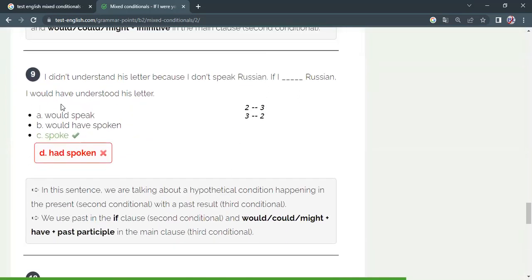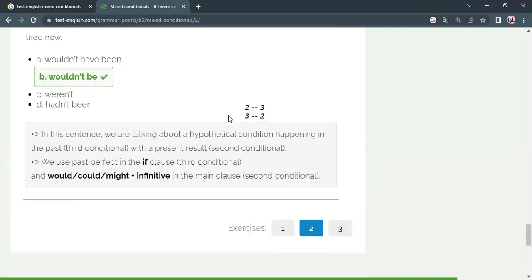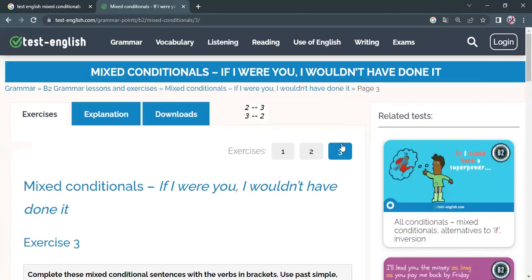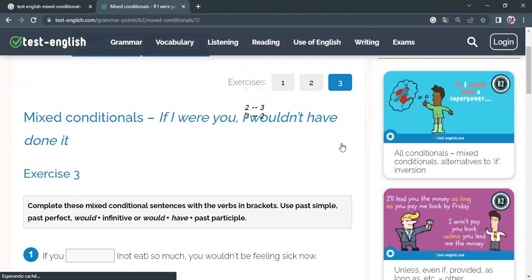If I Russian, I would have understood. This is third conditional. Okay, second conditional, if I spoke Russian. Remember the if-combination is second conditional, third conditional. Would have understood, third conditional. The combination is always the same. Second, third, third, second. Here we have would have understood, third conditional. At the beginning, second conditional. Let's go to the last exercise. Don't worry, next week we keep on working on these conditionals. Okay?